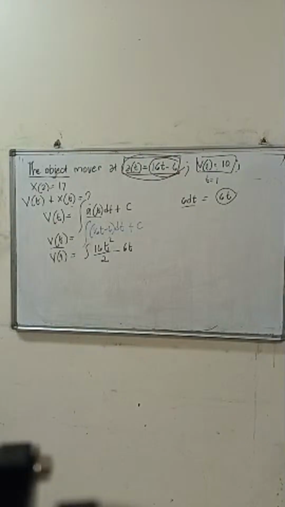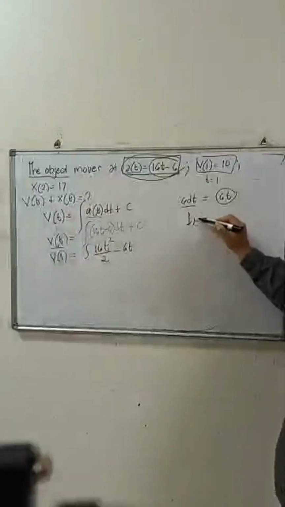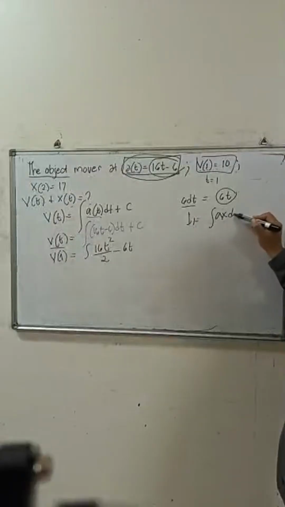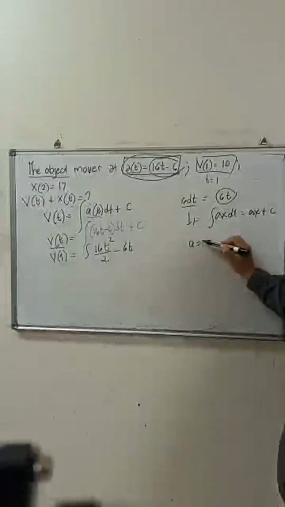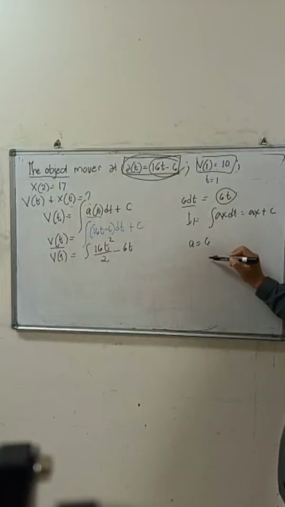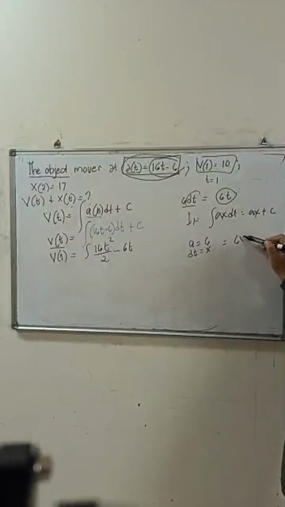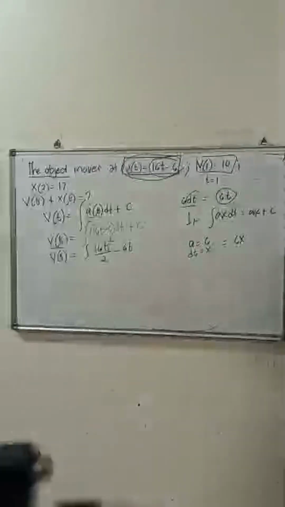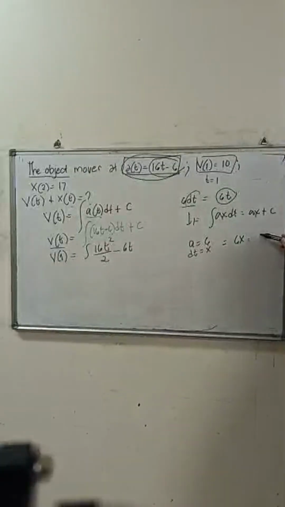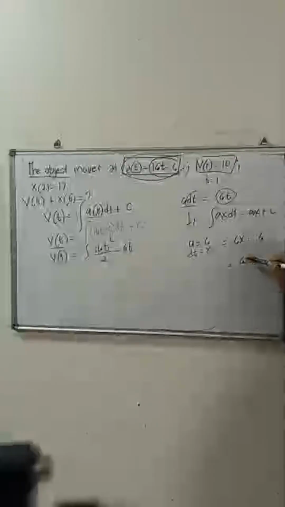Because of rule number 1, the integral of e^x dt is equal to e^x plus c. Let a equal 6, right? So let dt equal x, therefore 6x. The differential of 6x is 6. Get the point? So the integral is 6x.